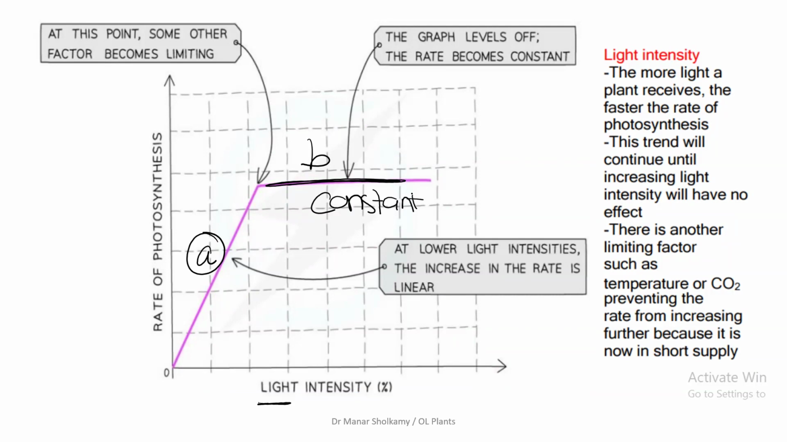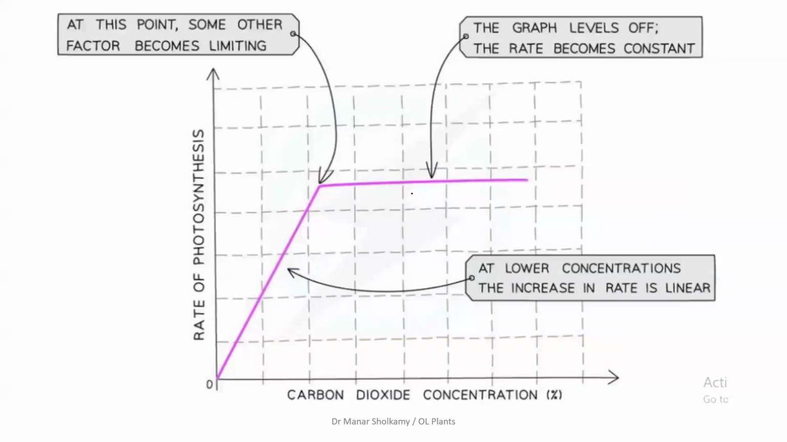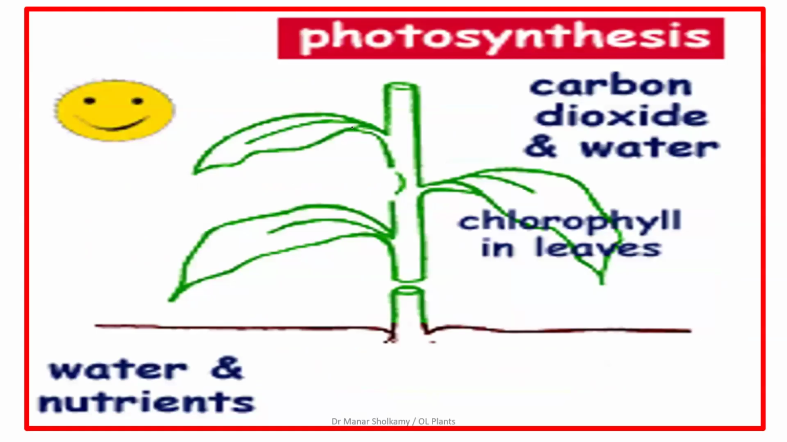Carbon dioxide, temperature, etc. And the same here. At A, carbon dioxide is the limiting factor. And at B, any other factor is limiting, whether temperature or light or whatever. Okay, I hope the graphs are clear.